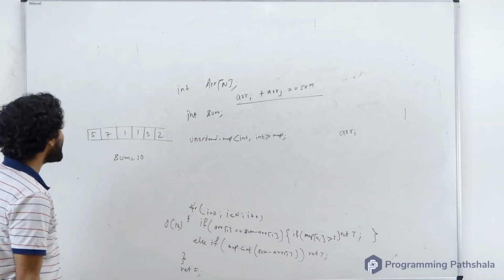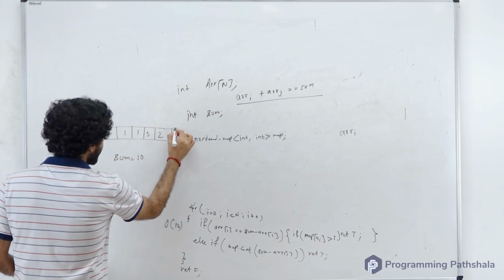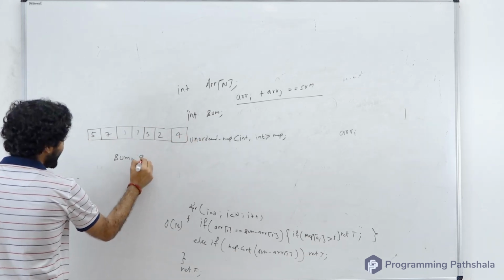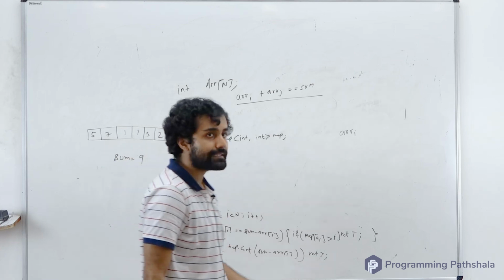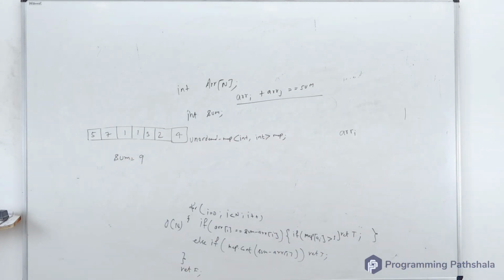So with that, one thing should come to your mind: let's say there was a 4 over here and you want to check whether a sum of 9 can be made or not. So in this case, what should I return? Should it be a true or should it be a false? It should be a true, okay?